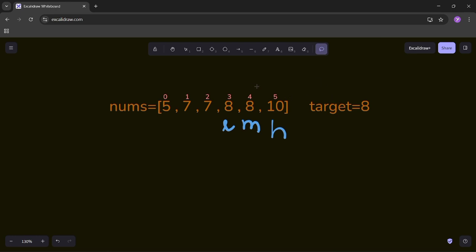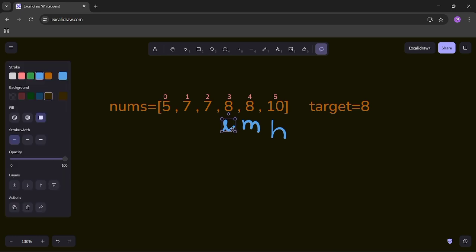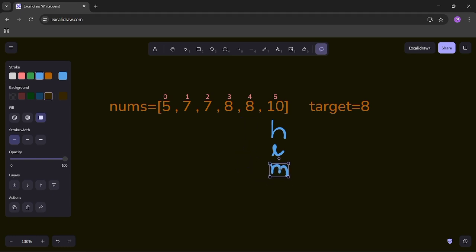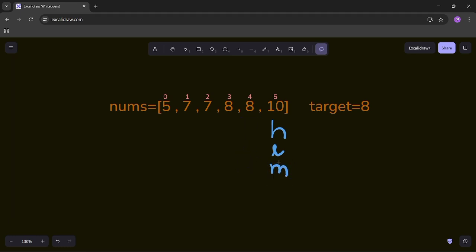So what we have to do, we have to move to the right side, right? So I'm going to put my left pointer at mid plus 1, and now I'm going to find the mid value, which is going to be 10, right? So now I'm going to check the mid value, which is 10. Is 10 greater than 8, right? Yes, it is greater than 8.